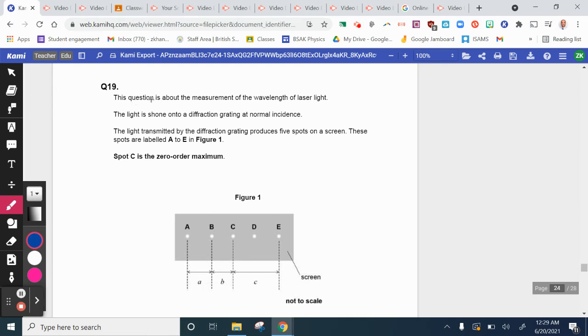Question 19. The question is about the measurement of the wavelength of laser light, very similar to the core practical that you've done. The light is shone on a diffraction grating at normal incidence. Light is transmitted by the diffraction grating, so it passes through and produces spots on a screen, just like your core practical. These spots are labeled A to E in figure 1, and spot C is the zero order maximum. So that's n equals 0, n equals 1 on either side, and n equals 2 on the edges.